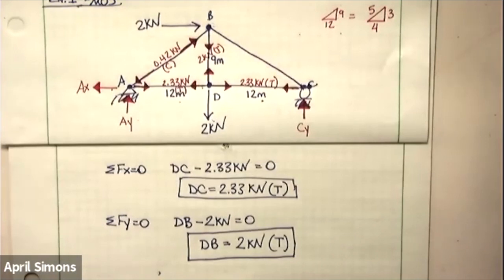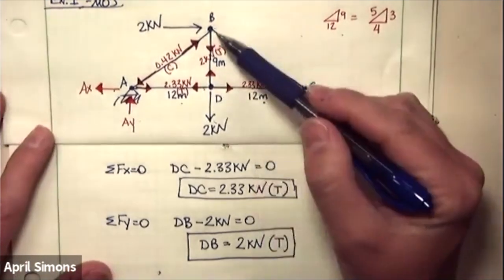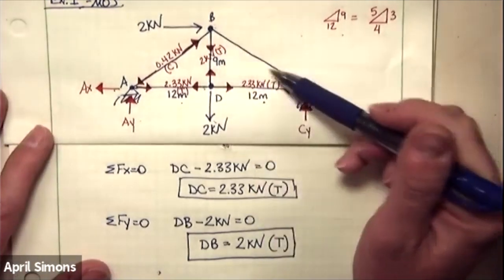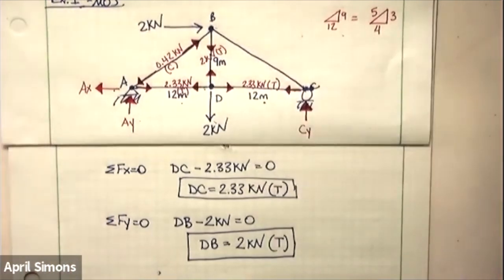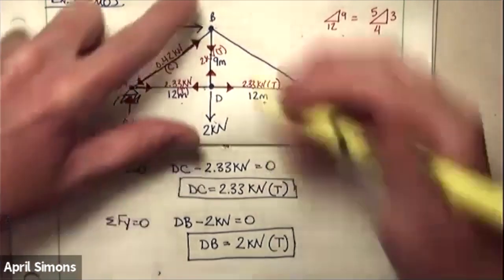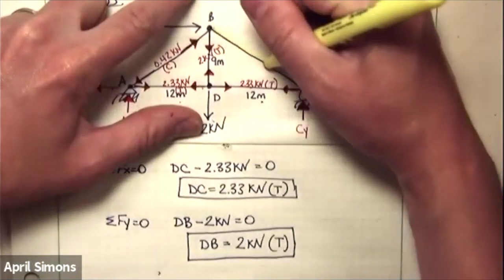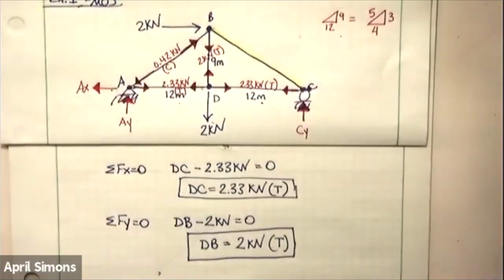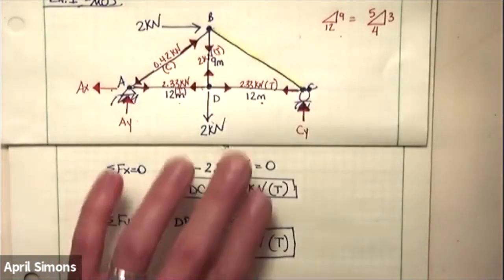Okay, any questions about this step? Okay, so now basically we have just one force that's unknown. So our only unknown left here is member BC. Okay, so if we think about how to solve for BC, there's 2 different ways we could do it.